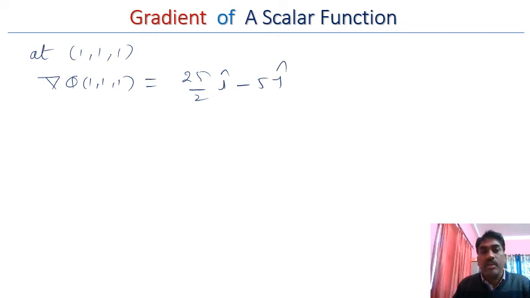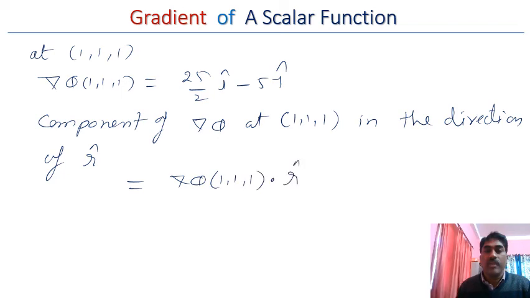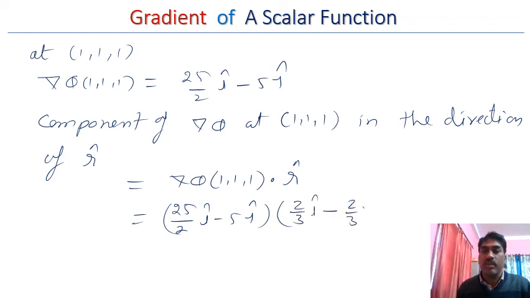Now we find the component of this in the direction of r cap. So the component of del phi at (1, 1, 1) in the direction of r cap is equal to del phi at (1, 1, 1) dot r cap. So del phi is this, and we have calculated r cap, so you can write down this is 25/2 i − 5j. And what was r cap? It was 2/3 i − 2/3 j + 1/3 k. Because the first vector has no k component, take the dot product and you will get 25/3 + 10/3, which is equal to 35/3.